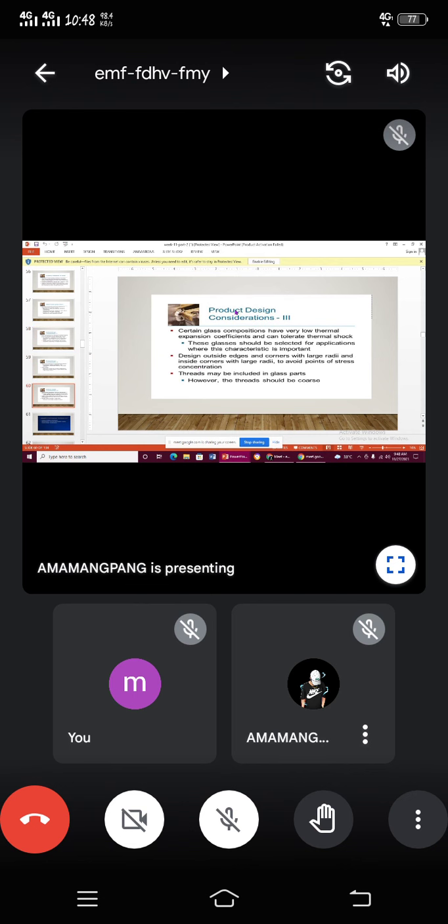So lastly is product design consideration 3. So certain glass compositions have very low thermal expansion coefficients and tolerate thermal shock. So these glasses should be selected for applications where this characteristic is important. So, design outside edges and corners with large radii and inside corners with large radii to avoid points of stress concentration. So threads may be included in glass parts. However, the threads should be coarse.